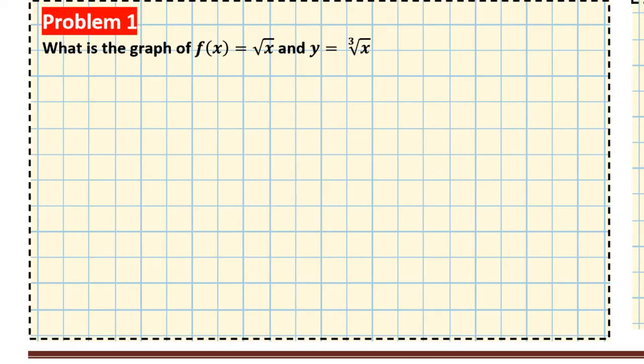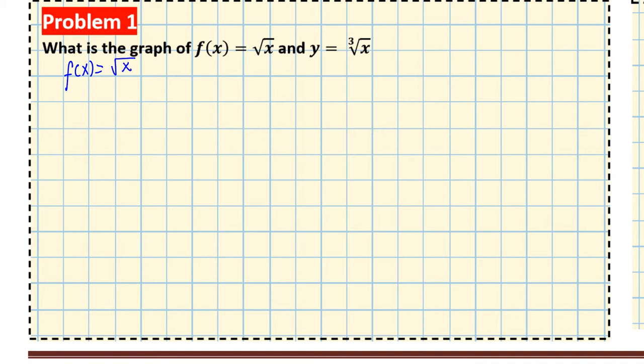So in problem number 1, that's exactly what we're going to do. We're going to figure out what the parent functions look like in a graph, and then we're going to graph them. So we're first going to start with the function f of x. So we're going to graph f of x is equal to the square root of x.